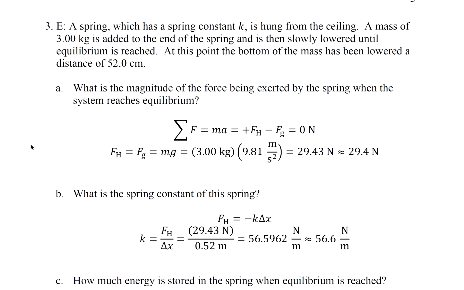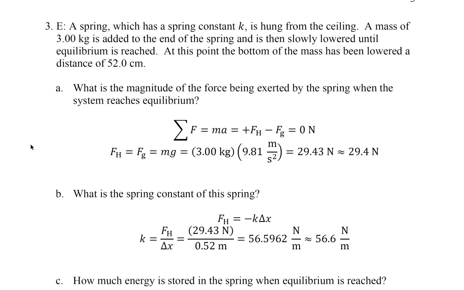Question 3. A spring which has a spring constant K is hung from the ceiling. A mass of 3 kilograms is added to the end of the spring and is then slowly lowered until equilibrium is reached. At this point, the bottom of the mass has been lowered a distance of 52 centimeters. Part A. What is the magnitude of the force being exerted by the spring when the system reaches equilibrium?